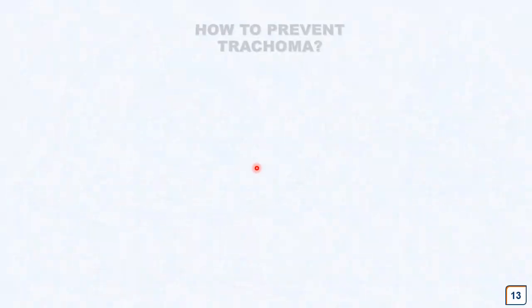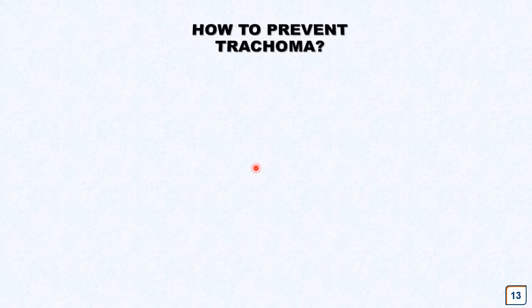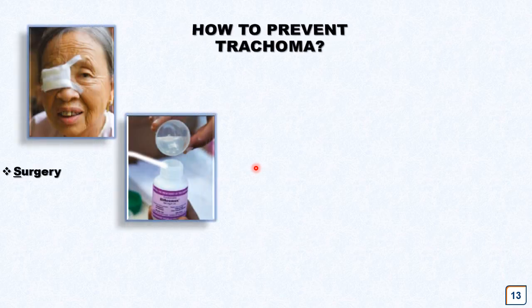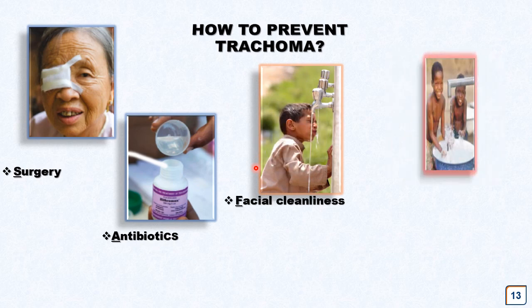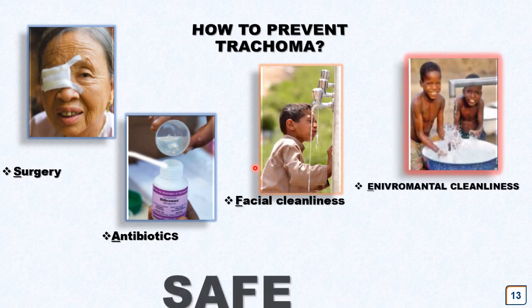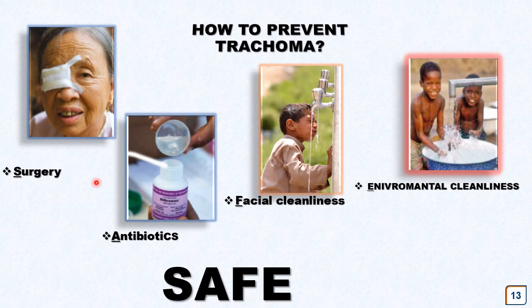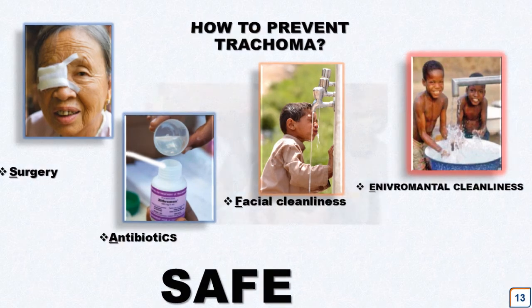How to prevent trachoma? For this we have to follow the SAFE strategy. What is actually the SAFE strategy? In the word SAFE, S stands for surgery, A stands for antibiotics, F stands for facial cleanliness, and E stands for environmental cleanliness. Through these 4 steps, we can easily prevent trachoma.